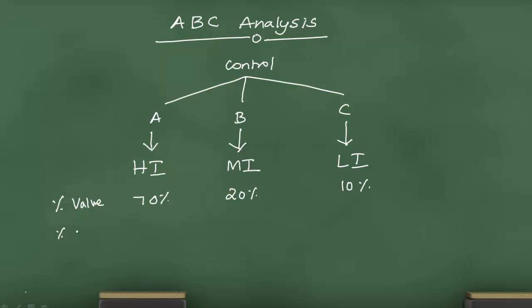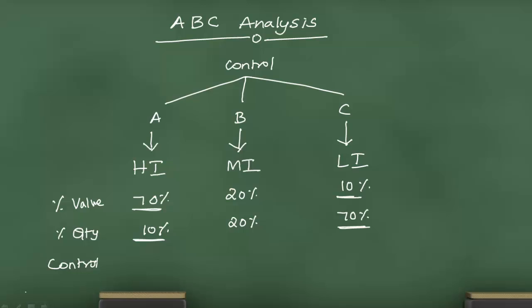But if you take the percentage in quantity, the highly important materials, which are 70% in value, would be only 10% of total quantity, and the moderately important materials would be 20% in quantity, whereas the least important materials, which are 10% in value, would be 70% in quantity. So now we understand that certain materials are huge in quantity but very low in value, and certain materials are very low in quantity and huge in value. So now we can decide how we should place our control.